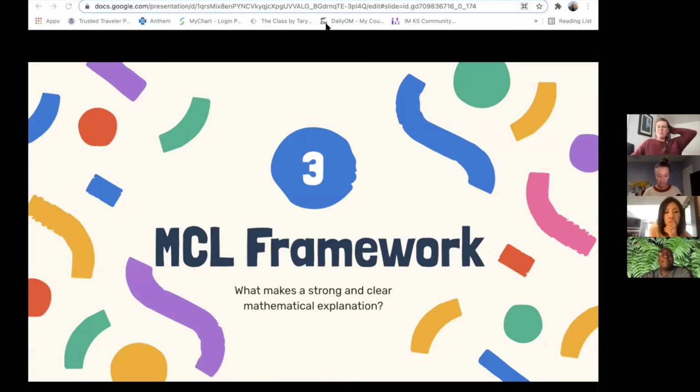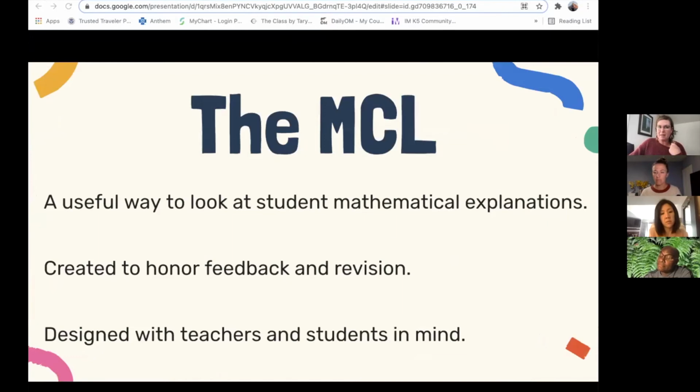Thanks, Jessica. One thing that we as teachers noticed, when we started having students explain their thinking, was that we started seeing trends among the different types of explanations, and we naturally started coming up with some components of what makes a math explanation strong and clear. And this MCL, and I'll explain what that means, is a useful way to look at student mathematical explanations. You'll see that a lot of the feedback you had for the students we just looked at are the parts of it. How can we honor what students have written and give them feedback that will be useful for us instructionally as teachers, and useful for students to get better at explaining their thinking?